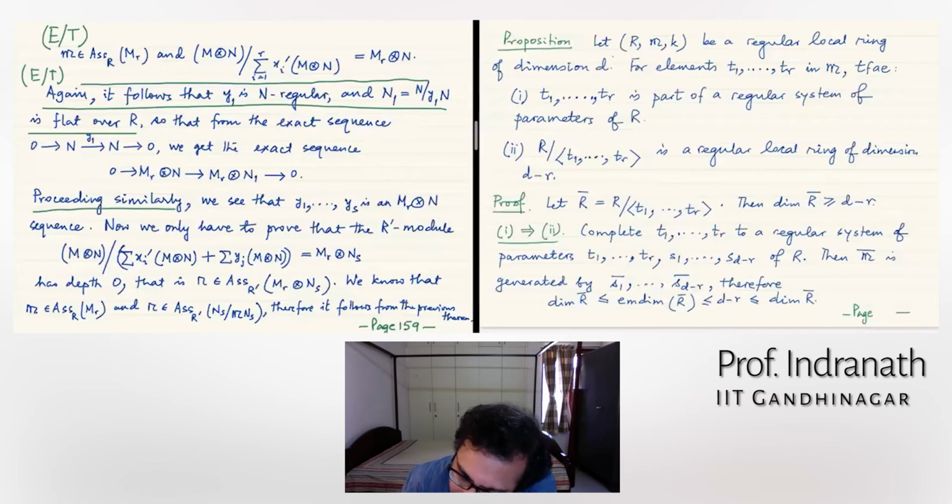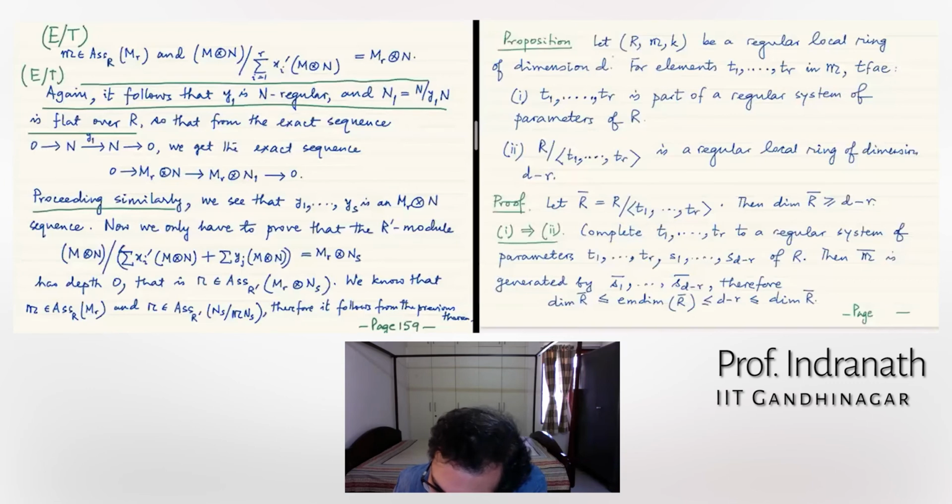Okay. So for the time being, let us assume this. If you assume this, then it follows that y1 is N-regular and N1, again, you can see the trick, going by just one less, sort of pushing it down by one element, modulo one element. Now, this is flat over R. I mean, again, why is this true? After that, you will see what is happening.